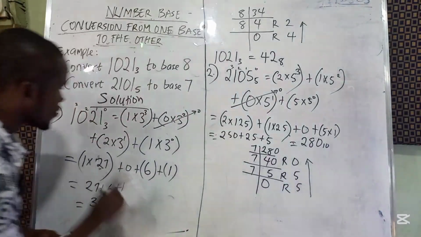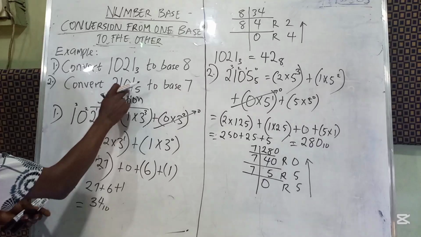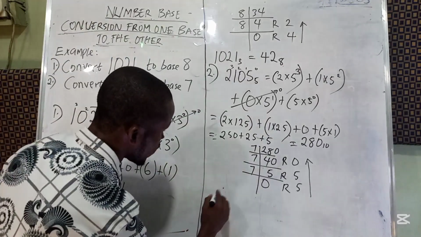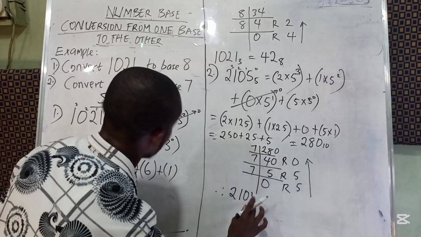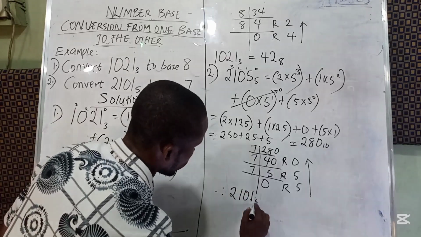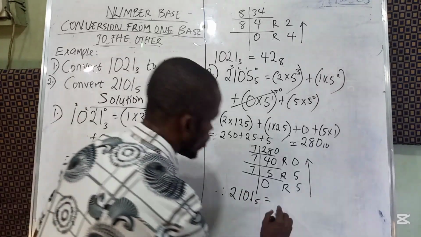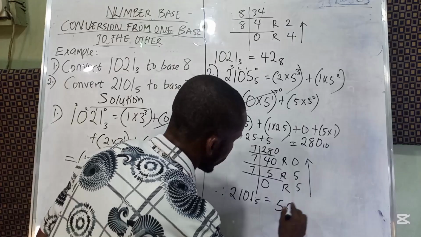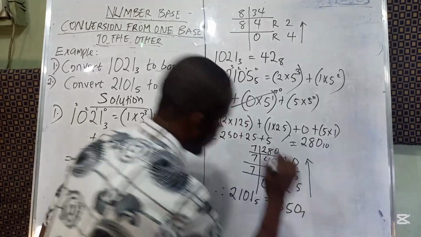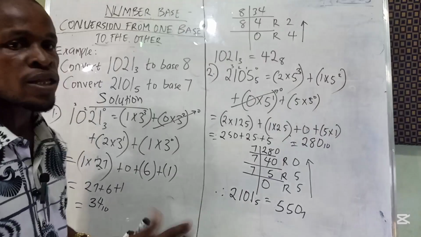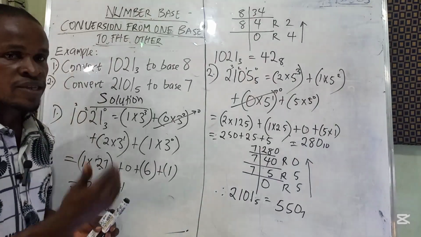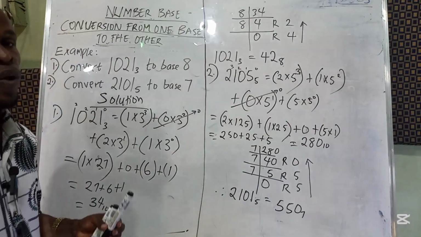So that means that the value 2101 in base 5 is equals to 550 in base 7. All right, so that's how to convert from one base to the other. First, convert to base 10, denary, before the required base.